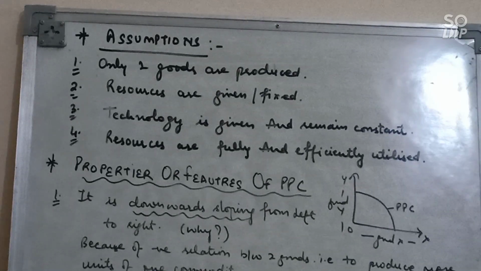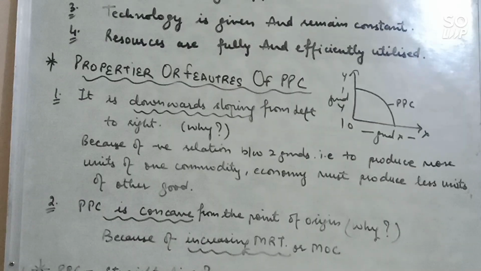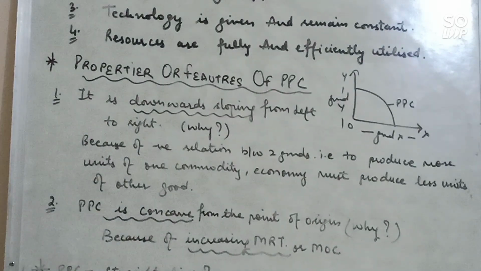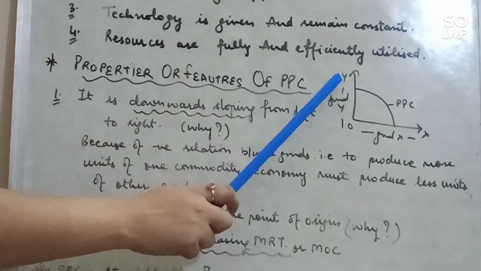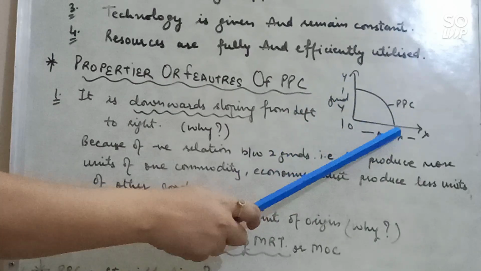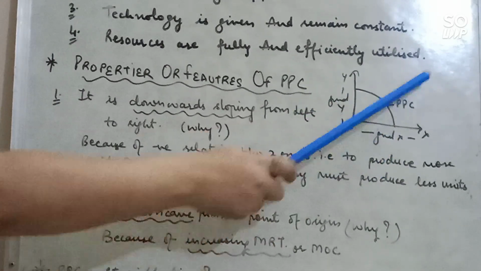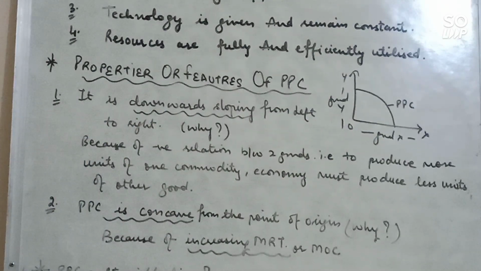Now let's see the features or properties of PPC. Very important question. Why is PPC downward sloping? Why is PPC concave from the point of origin? So you may get these as separate questions, or you may get properties in 4 marks. Clear? We know that PPC is concave in shape and it slopes downward. It never slopes upward. Now the question is why?